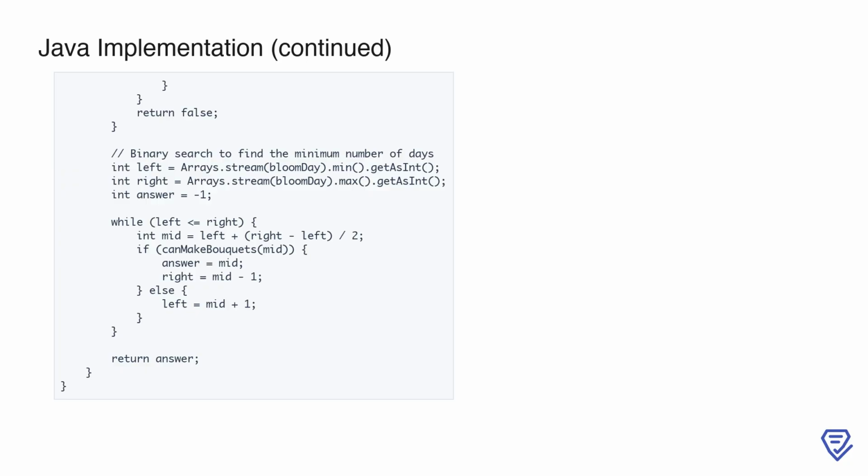While left is less than or equal to right, we calculate the middle value mid as the average of left and right. If the canMakeBouquets function returns true for this mid value, it means we can satisfy the condition within mid days. In that case, we update answer to mid and narrow our search by setting right to mid - 1. On the other hand, if canMakeBouquets returns false, we adjust the search range by setting left to mid + 1. This process continues until the binary search completes, at which point we return the answer, representing the minimum number of days required to make m bouquets.